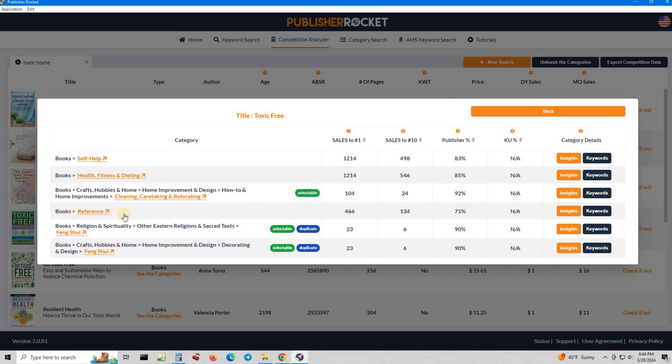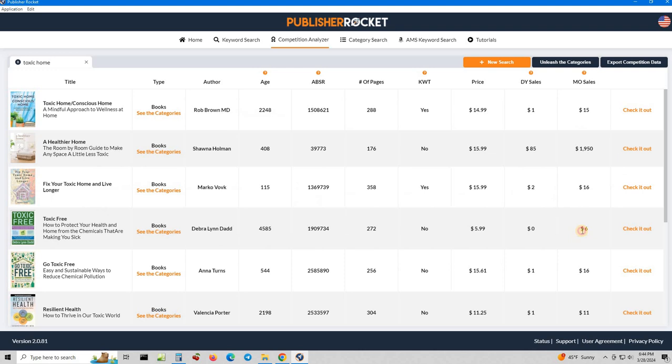This one is the lowest one, reference books. But still, how are you going to make 466 sales per day to get to number 1? Or even 10? It's just not happening. She's in all the wrong categories. These are not good categories. Thus, she makes $6 a month.